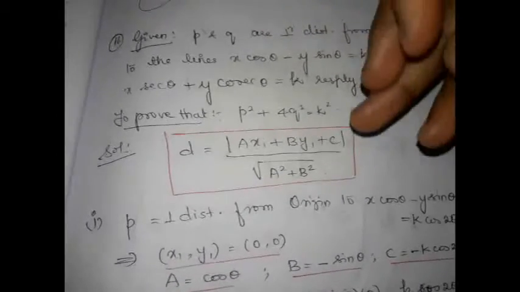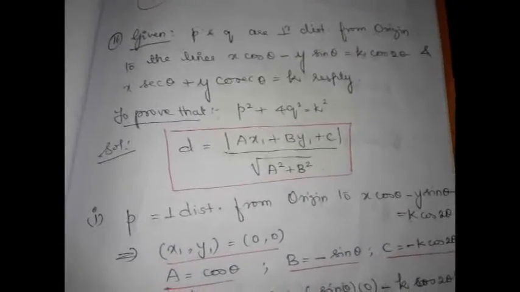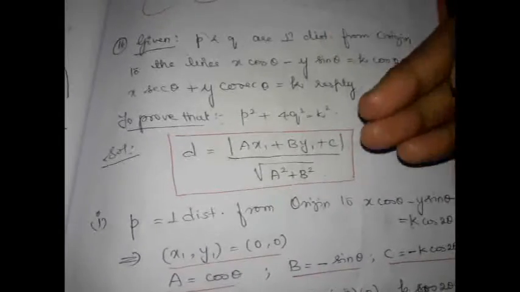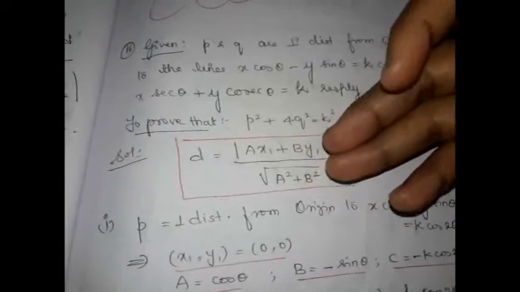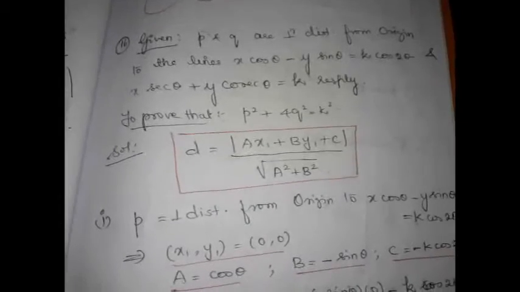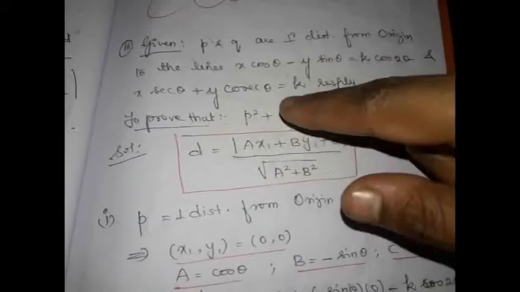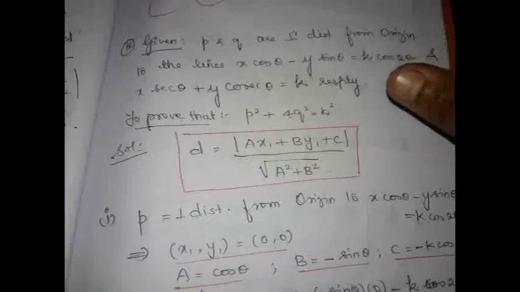We know what is a formula to find the perpendicular distance from a point to the line. What is it? D is equal to modulus of ax1 plus by1 plus c divided by square root of a square plus b square. Right? Now we need to find what is P, what is Q. They have given P is the perpendicular distance from origin to this line and Q is the perpendicular distance from origin to this line. So let us find what is P and Q and then we will substitute in this and we will check whether it is equal to K square or not.